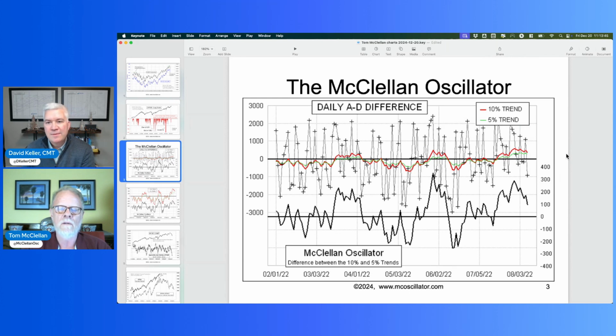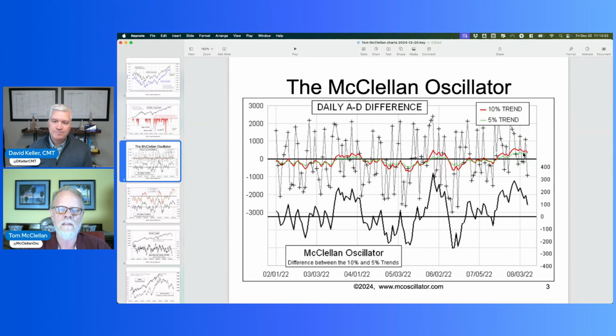To smooth that out, what my parents started doing was something that other people had been doing in the 1960s, which was to look at a smooth version of that data. They use exponential moving averages known as the 10% trend and the 5% trend. And those numbers refer to the smoothing constant, meaning how fast does the exponential moving average adjust to changes in the data. The higher the number, as in the 10% trend, the faster it adjusts. The slower adjusting 5% trend takes longer. And so that red line and green line are reflective of what's happening in the daily advance-decline difference.